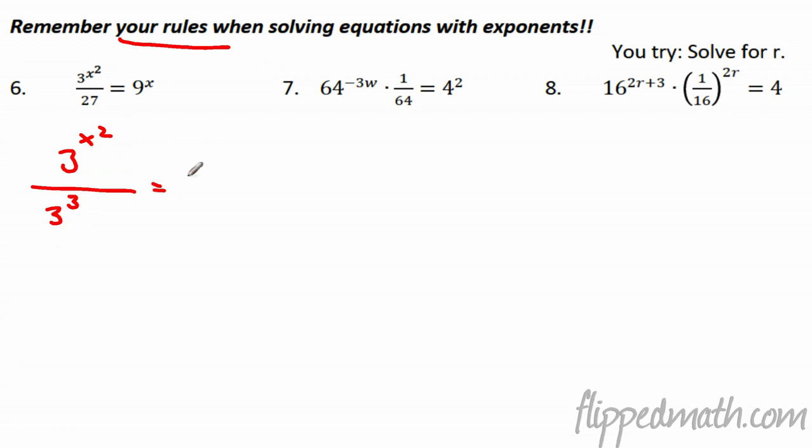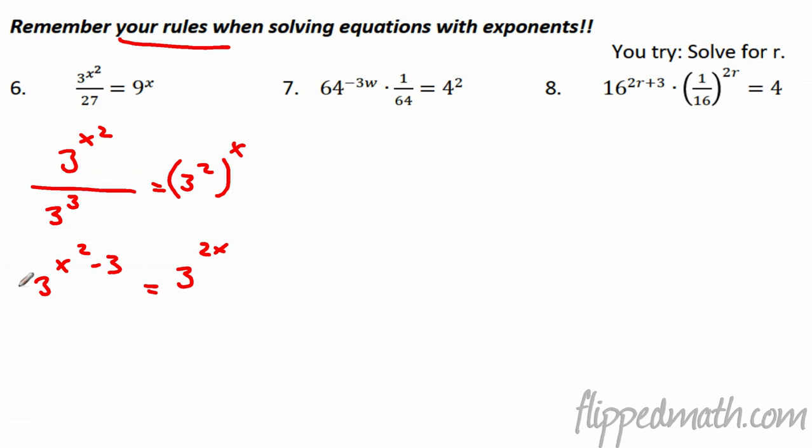And over here, we're going to have a 9, which is really 3 squared, right? And that's raised to the x power. So all I did was take all those numbers, and I noticed they are all powers of 3, so I rewrite them that way. Now I have my properties of exponents. That says when you divide, the quotient property, you have to subtract exponents. So this is going to be 3 to the x squared minus 3. And that should equal, and then the power property is when you multiply the exponents, so we're going to get 3 to the 2x power.